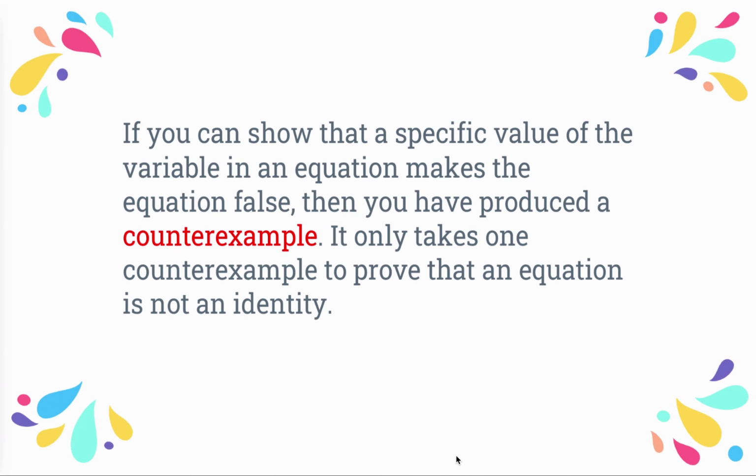If you can show that a specific value of the variable in an equation makes the equation false, that's called a counterexample. It only takes one counterexample to prove that an equation is not an identity. That's why proving that something is not an identity is easier than proving that it is an identity. To prove that it is an identity, you have to show that that's true for all values of the variable. To prove it's not an identity, you only have to show that it's not true for one value. Much easier.